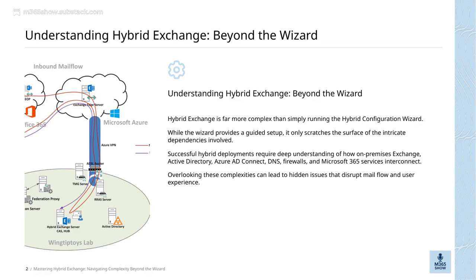While the wizard can guide you through a basic setup, it only scratches the surface of the many intricate dependencies involved. To ensure a successful hybrid deployment, you really need to develop a deep understanding of how all the components connect. That includes on-premises Exchange, Active Directory, Azure AD Connect, DNS, firewalls, and Microsoft 365 services. Each of these elements plays a crucial role, and overlooking any of them can cause hidden issues. These issues might disrupt mail flow or negatively impact the user experience. So, it's essential to look beyond the wizard and understand the bigger picture when it comes to hybrid exchange.